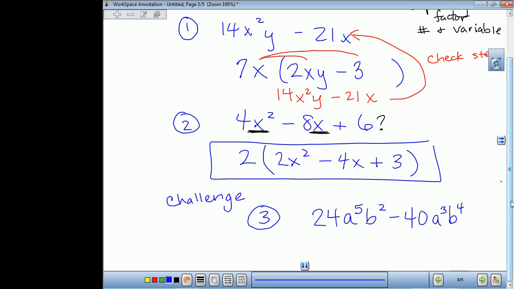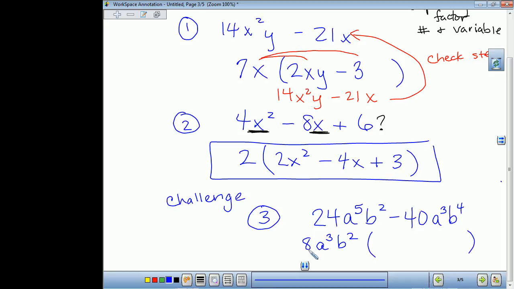So, the largest constant, the largest number that divides into both of these is 8. Okay. And then we look at the variables. They both have an A in common, and the lowest degree is 3. They both have a B in common, and the lowest degree is 2. Okay. You got it right. Hey. Yes, sir. All right.